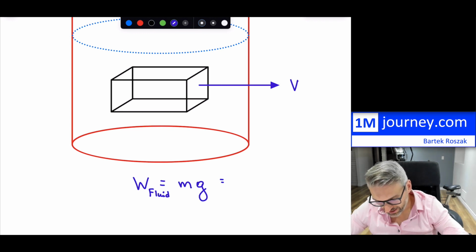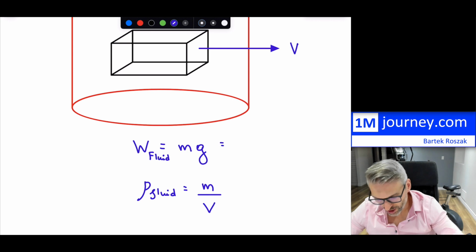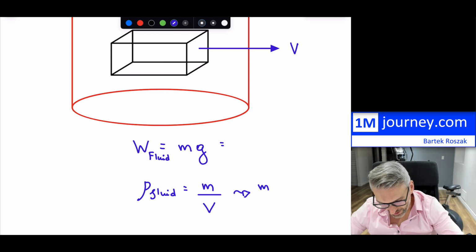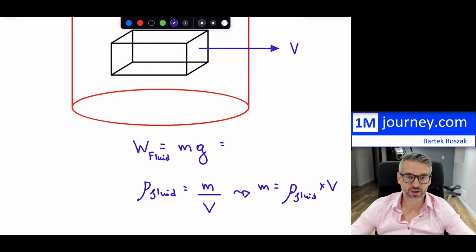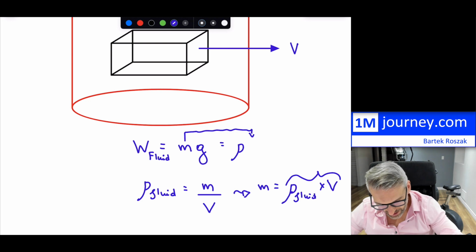And in order to do that, you can tie this in to density, because you know that the density of whatever fluid you are dealing with is equal to the mass divided by whatever volume it occupies. So hold on a second. This m right here, you can find by knowing what the density of that fluid is, multiplying it by the volume that has been displaced by the object, and then multiplying it by g. And now you know exactly. Because this m, you can just substitute right in there.